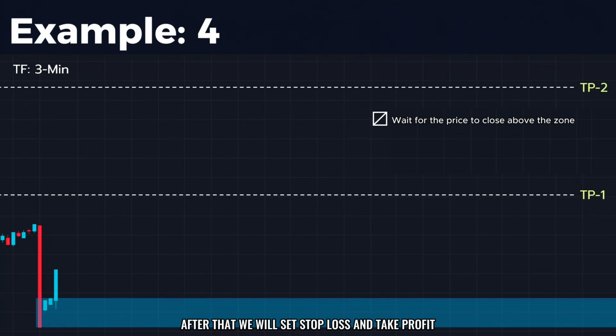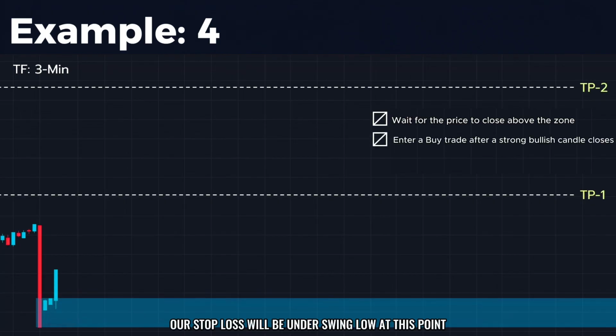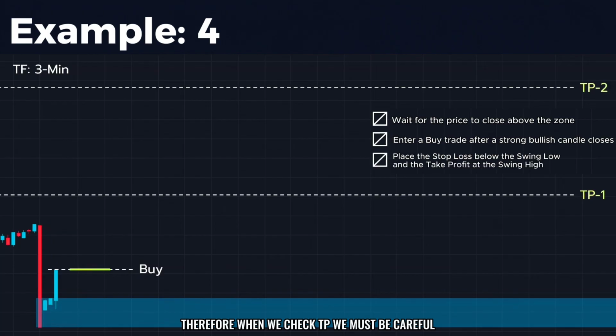After that, we will set stop loss and take profit. Our stop loss will be under the swing low at this point. When we set SL, we will see that our SL has a very large size. Therefore, when we check TP, we must be careful. Don't let the RR be too small. The first step is to check TP at the first point. At this point, the RR is too small, about 1 to 1. Therefore, it is not usable. I will cut it off.